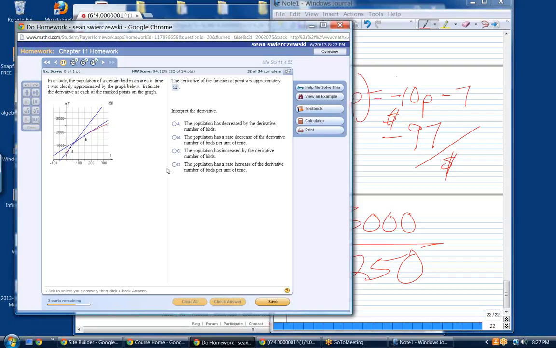Okay. Interpret the derivative. I think it's C, right? The population has increased by the derivative number of birds. Actually, no, it would be D. That makes a lot more sense. Population has a rate increase of the derivative number of birds per unit of time. Yeah. Because it's increasing, and that's the only one that has a rate of time in it.